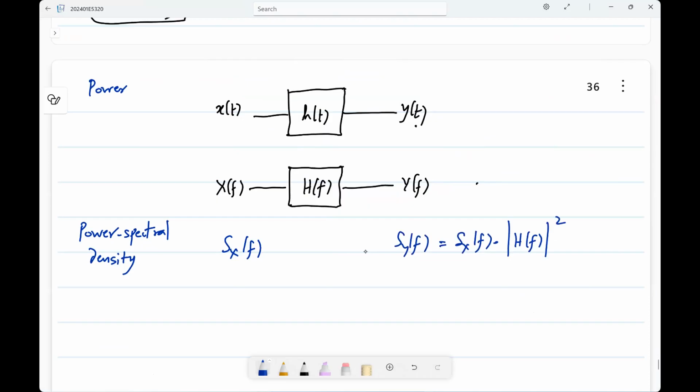Okay. So basically, finally, the calculation itself is simple. You know how to calculate h of f for any circuit, you can calculate this. Given Sx, you can calculate Sy.